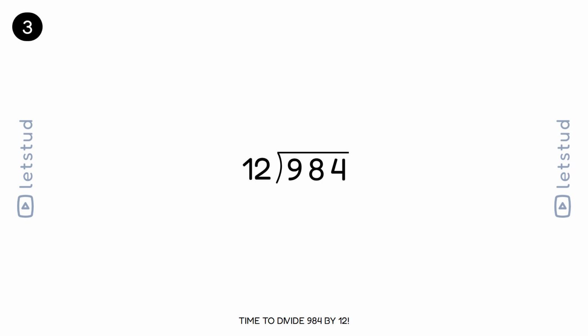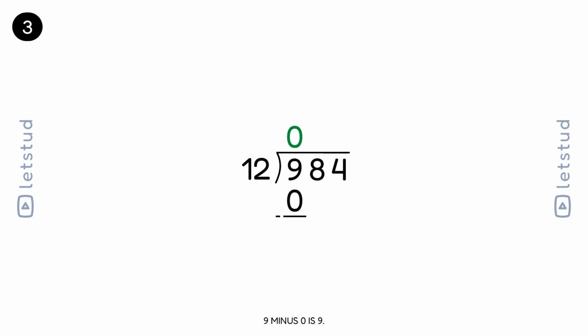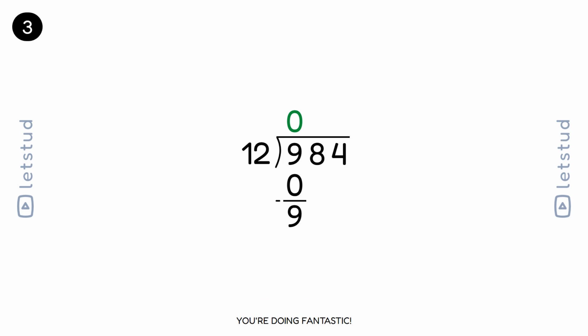Time to divide 984 by 12. We start with 984. How many times does 12 fit into 9? It fits 0 times. 0 times 12 is 0. 9 minus 0 is 9. You're doing fantastic. Let's see the next digit.